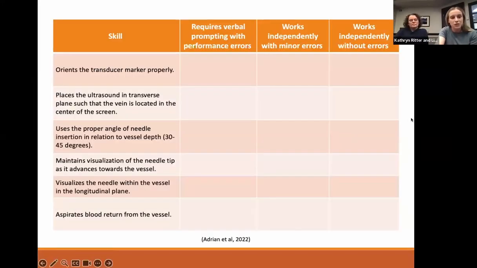This is just an example of a direct observation of procedural skills that I got off of MedEd Portal, which is a great resource for cases and educational tools like this.